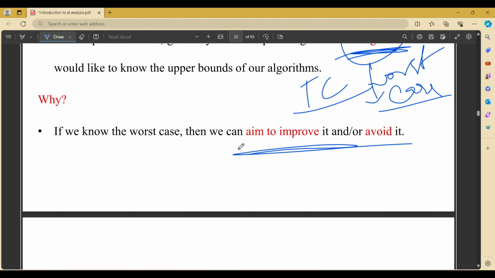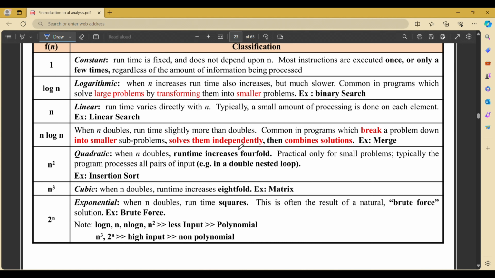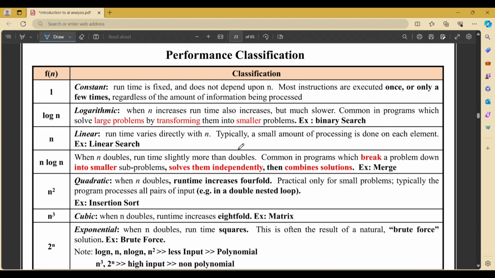Next, performance classification. I have given an order: 1 less than log n less than n less than n log n less than and so on. You can read this classification; it is simple and not hard to explain. Constant, 1 means it is constant. Log n means logarithmic. N means linear functions, which are majorly used.